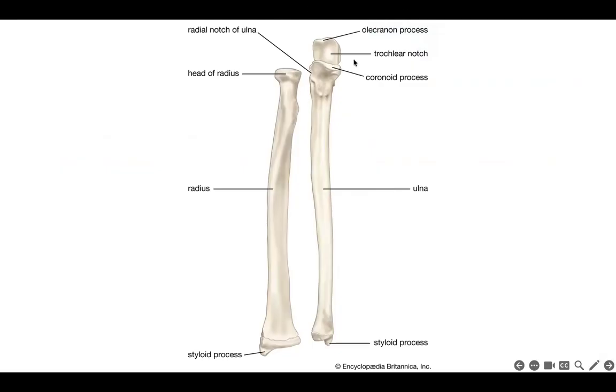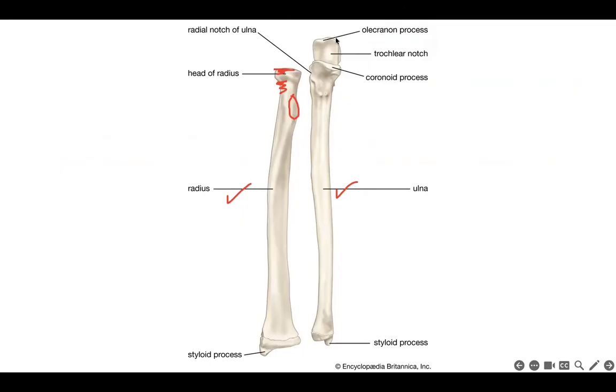Some points you have to memorize regarding the bones of the forearm. This is regarding the radius and ulna. The radius is very important to know. This is the head. This is the neck of the radius. And this is what is called the radial tubercle or radial tuberosity.